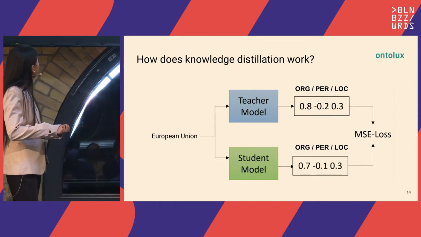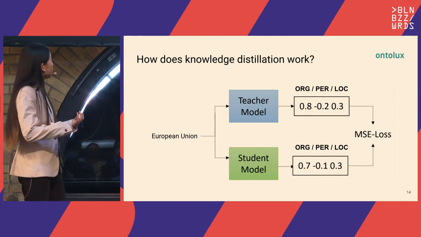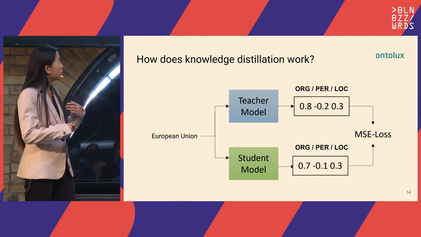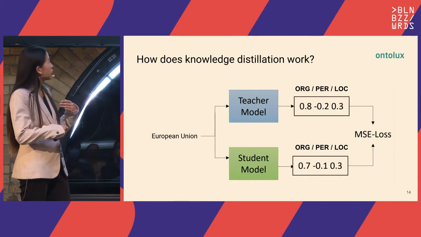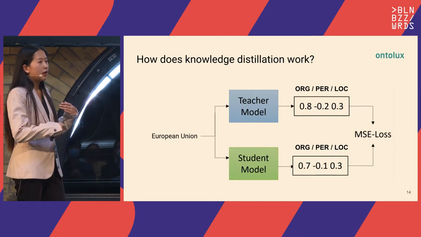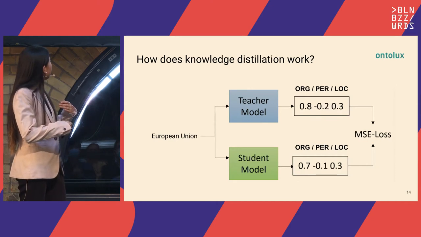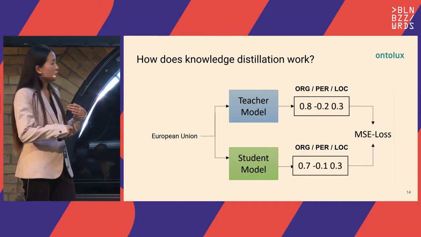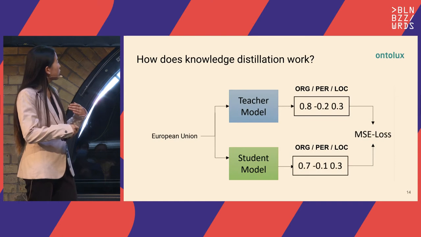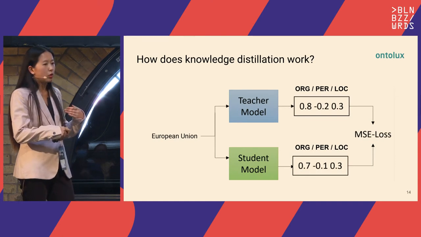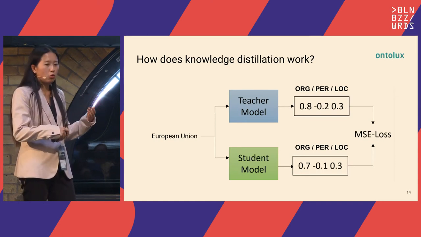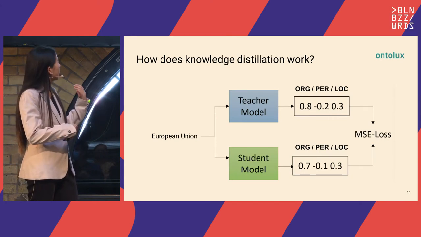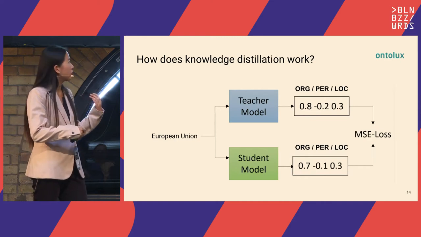Here, I take an example. It's the phrase European Union, and I feed it into both the teacher model and the student model. The teacher model would give me an output telling me how much is the probability that this entity belongs to the class organization, person, and location, and the student does so as well. And then based on those two values, we could construct a mean square error loss in order to encourage the student to mimic the output of the teacher.